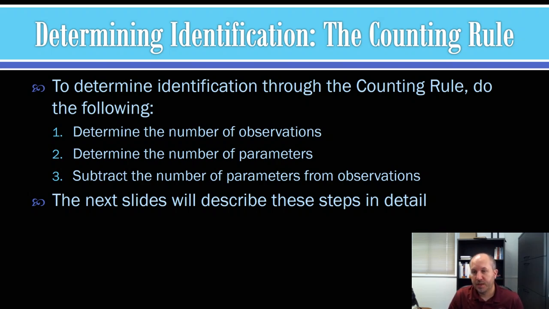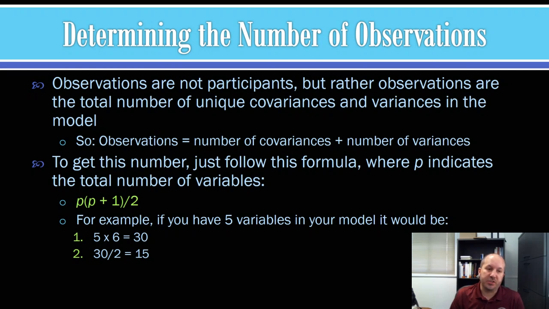That's how this works. So to determine the number of observations, you just follow the formula on here, p times p plus 1 divided by 2, where p is the number of manifest variables in your model, or the number of variables in your model. So where this number really comes from is it takes the total number of covariances and the total number of variances in your model and adds them together. Now you can get that by just doing p times p plus 1 divided by 2. So for example, if you have 5 variables in your model, you just do p, that's 5, times p plus 1, that's 6, so that gives you 30. Divide that by 2, that gives you 15.